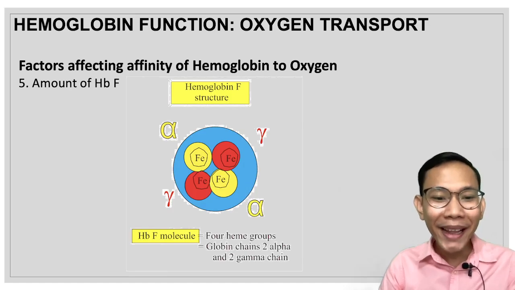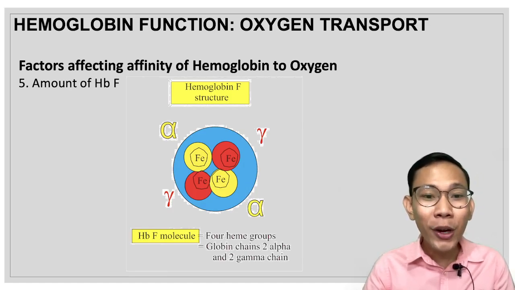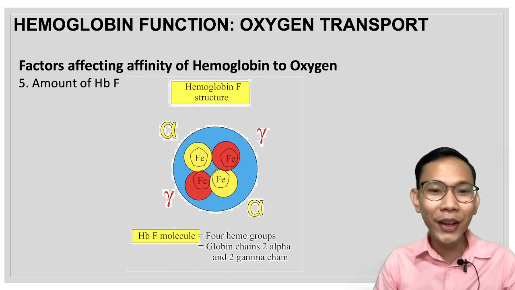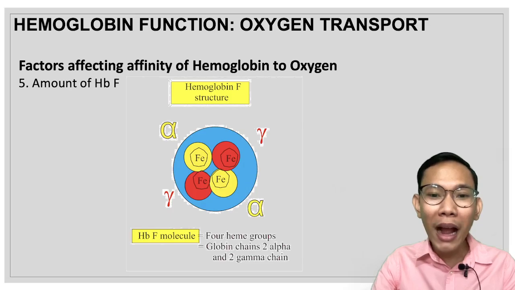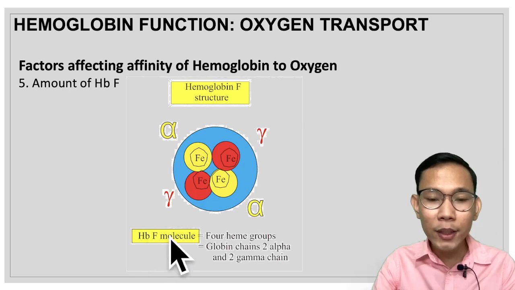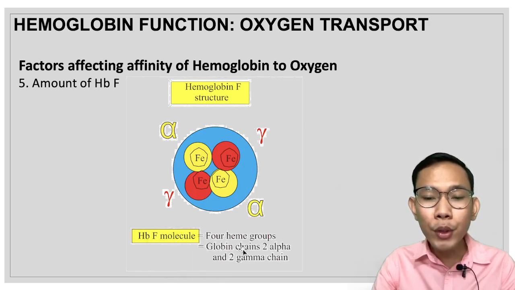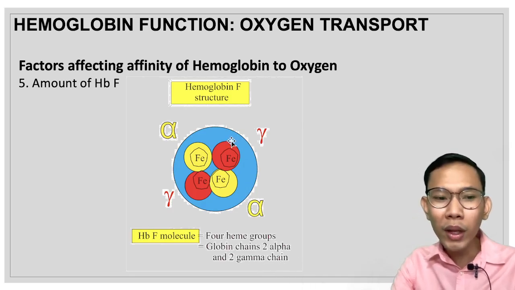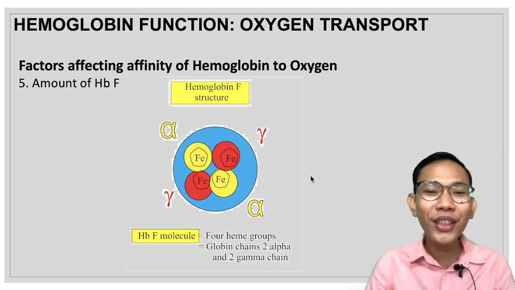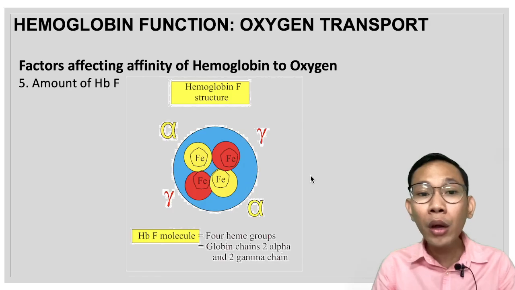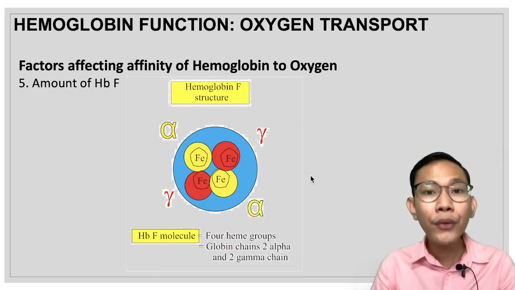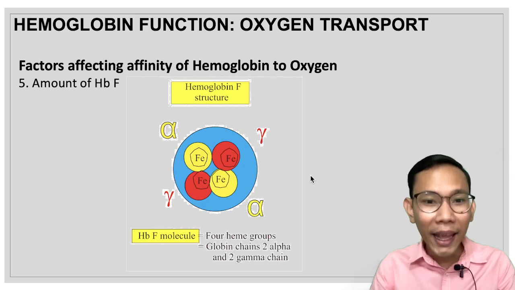Now, again, sinabi na natin to, na-discuss na natin to, your hemoglobin F. Ano nga ang components ng globin ng ating hemoglobin F? Meron tayong 2 alpha and your 2 gammas. This is your hemoglobin F, 4 heme groups, globin chains, 2 alpha and your 2 gamma chains. Will this cause a shift to the right or shift to the left? Kasi diniscuss na natin to. Of course, this will now cause a shift to the left.